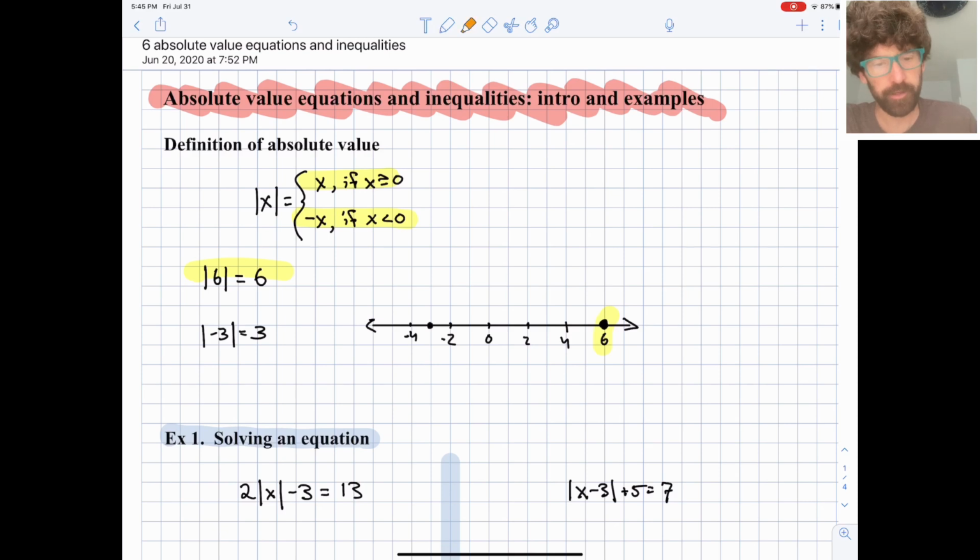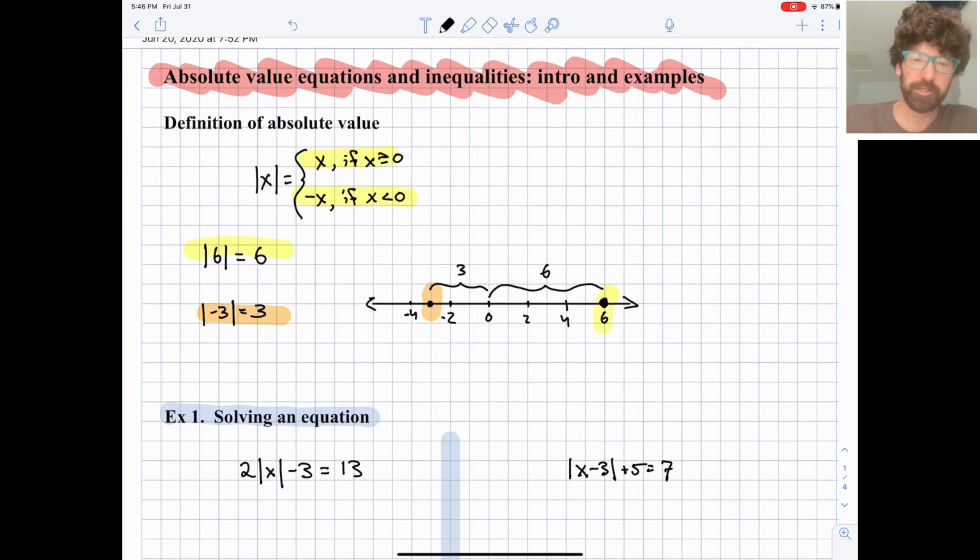The reason I'm showing you these on a number line is to think about what absolute value actually means. You can think of it as meaning distance from 0. So the absolute value of 6 is 6 because that point is 6 away from 0. And the absolute value of negative 3 is just 3 because that point is 3 units away from 0. You never talk about negative distance. You would never say you were 3 miles or negative 3 miles away from something. You would just say you were 3 miles away from that thing.